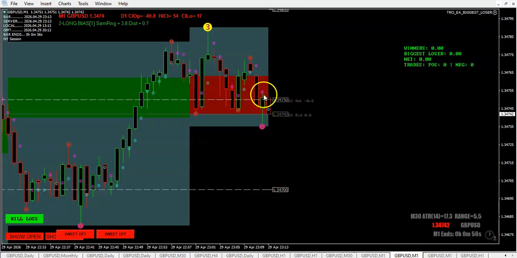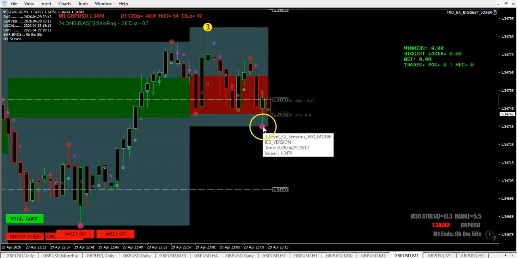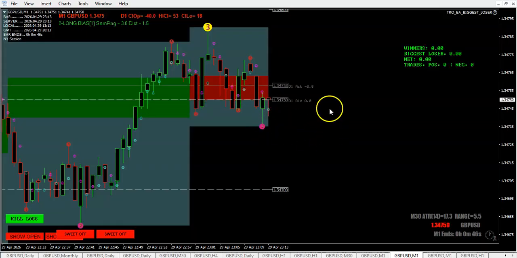And so you can see here you got another, you had that 2 ball, which told you to get out. So you would have locked it in, otherwise you would have lost back maybe a pip and a half of profit. And I'm just looking to make a couple of pips each trade.